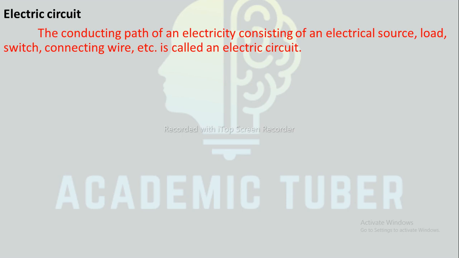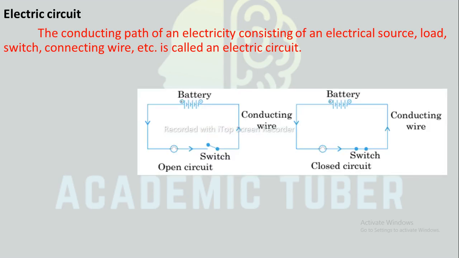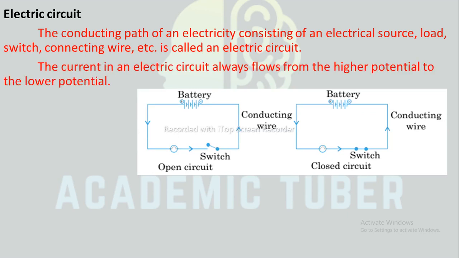Electric circuit. The path for the flow of electric charge is simply known as electric circuit. It can be defined as the conducting path of an electricity consisting of an electrical source, load, switch, connecting wire, etc. An electrical device is an equipment that works by using electricity. So here is a diagram showing an open circuit and closed circuit.